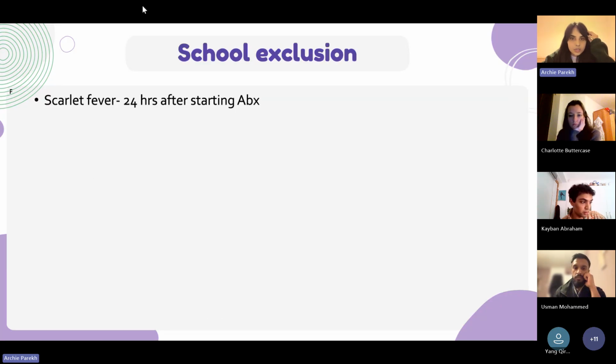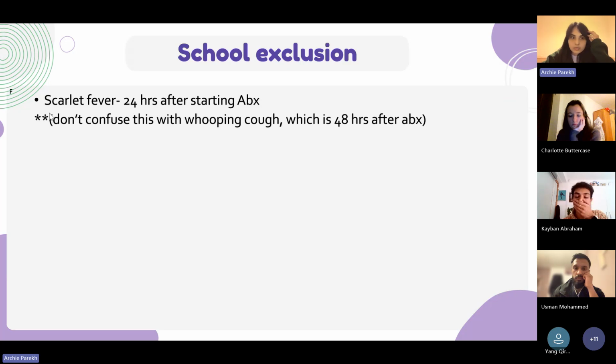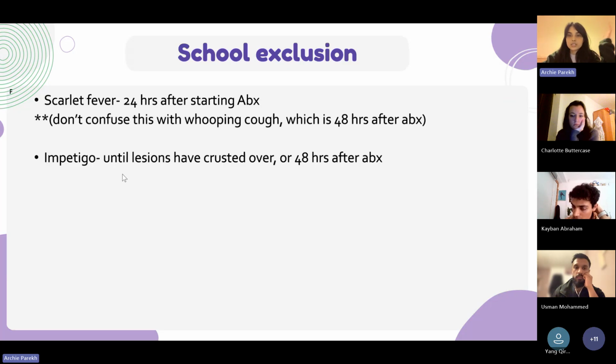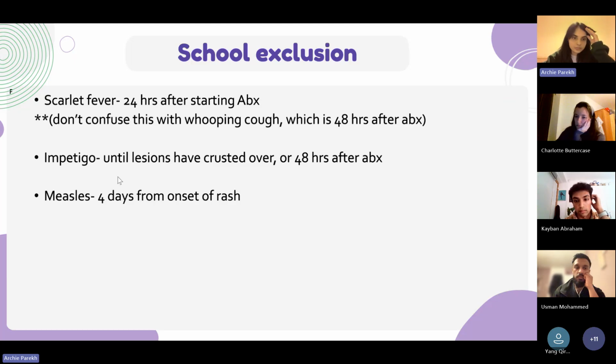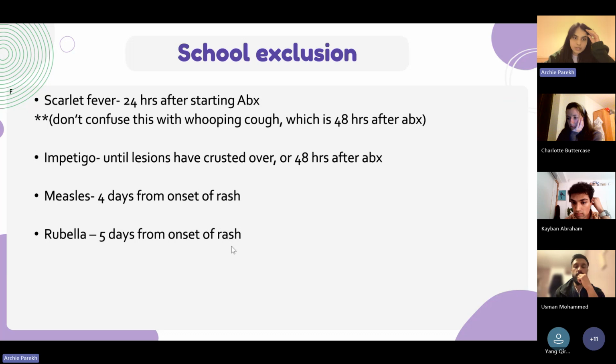School exclusion, we'll just revise this quickly. For scarlet fever, 24 hours. Whereas if you have whooping cough or if you have impetigo, it's 48 hours after you start antibiotics. Measles, 4 days from the onset of rash. Rubella, 5 days from the onset of rash.